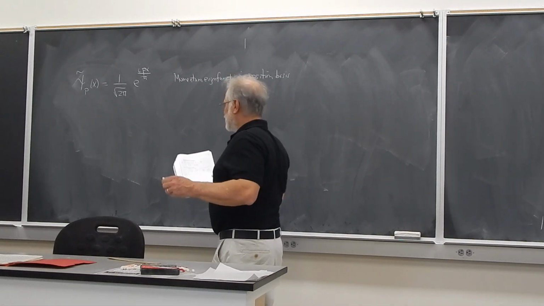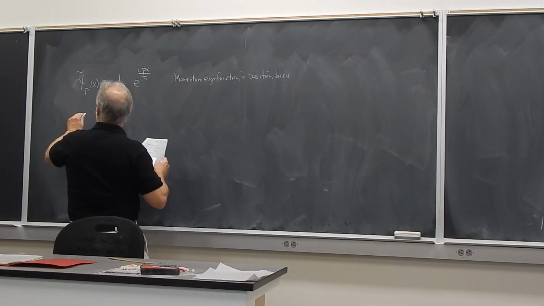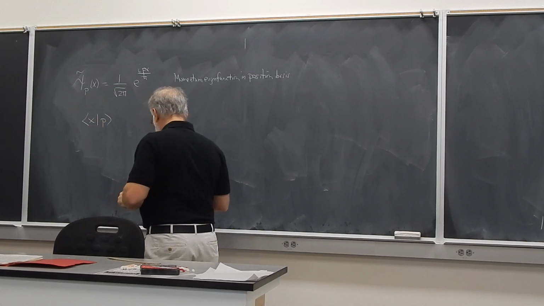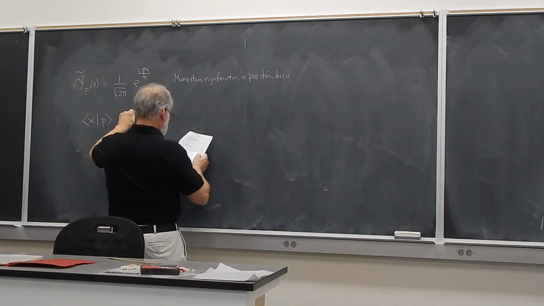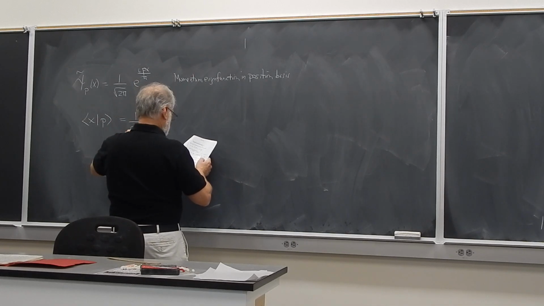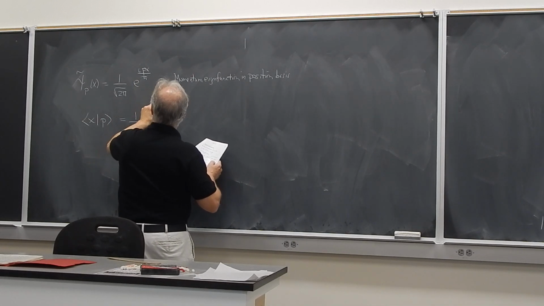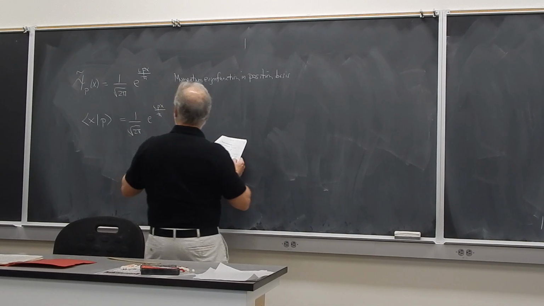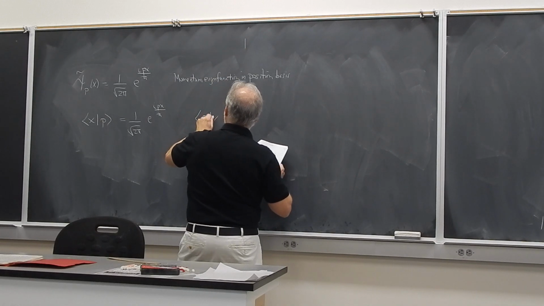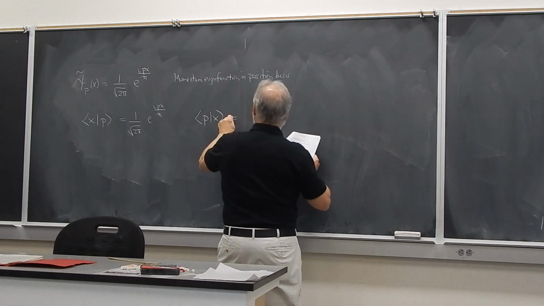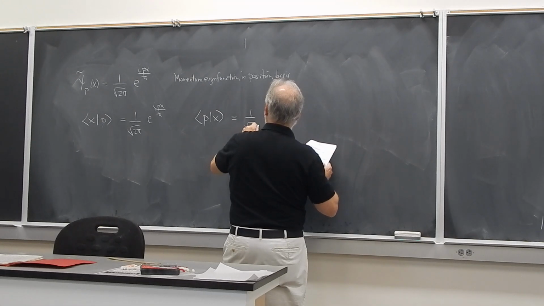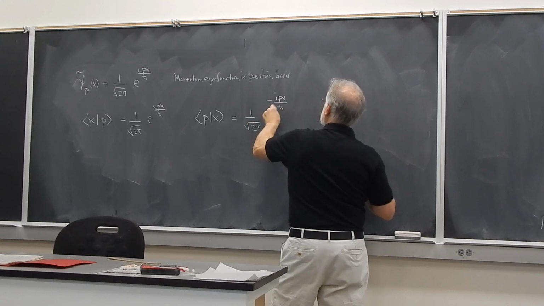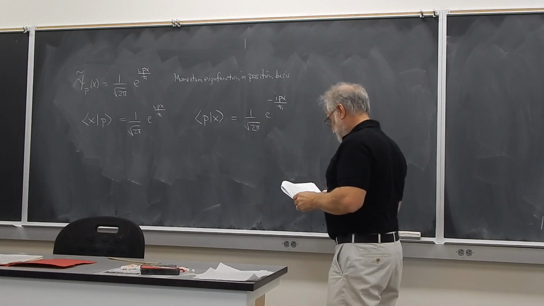Let's do the following. Let's take inner products. Let's take the inner product of x and p. I can write that as 1 over the square root of 2 pi e to the i px over h bar. By the same token, I can write the inner product of p and x as 1 over the square root of 2 pi e to the minus i px over h bar.